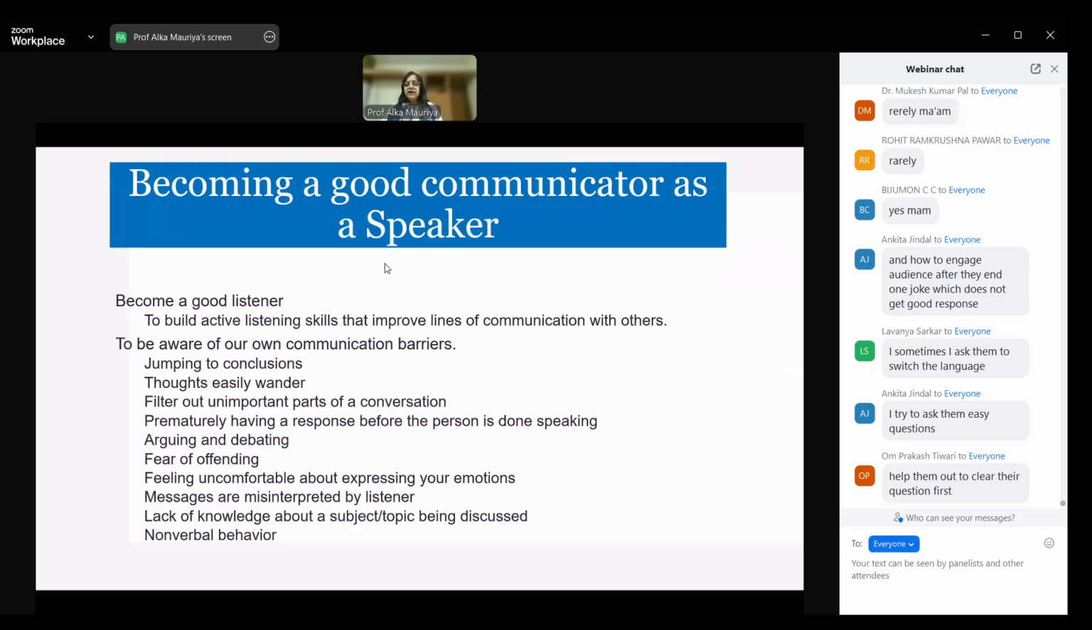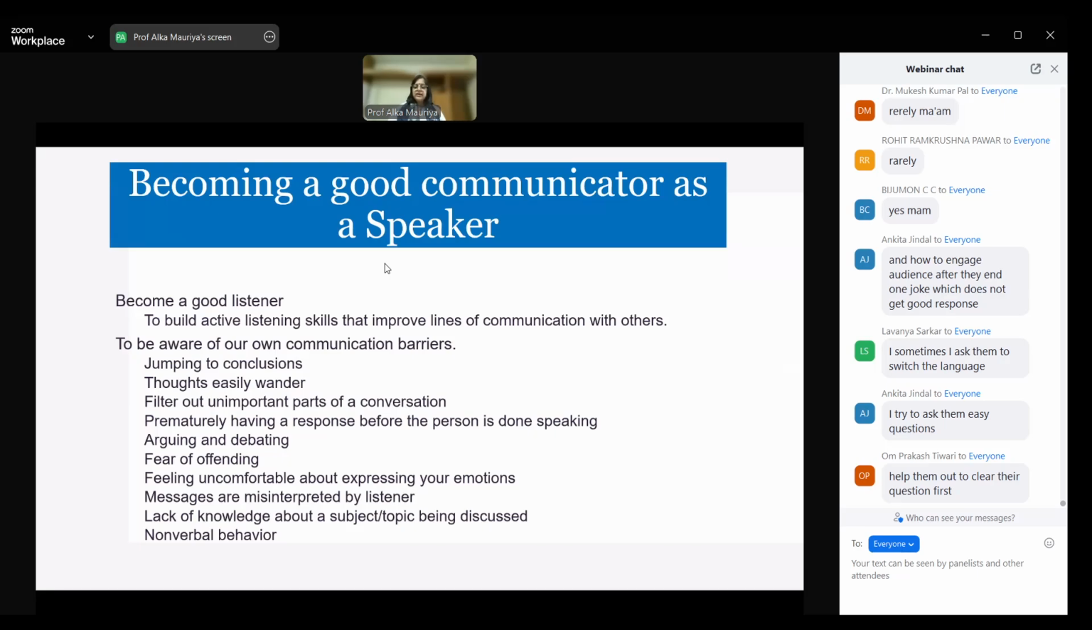Good, right? Someone wrote, I try to ask them easy questions. Fine, good. But it is not about you asking them questions. The students are asking questions and are not able to word them properly, or are not able to put them up properly. So that is the scenario we are talking about.